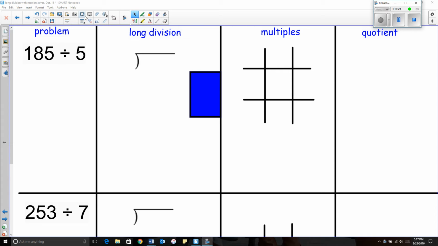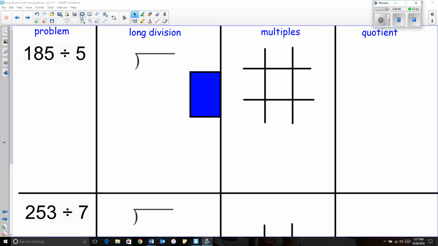You already folded your paper as shown on the page in front of this, and you're going to be labeling the columns, the tippy top of the column, with the following types: problem, long division, multiples, and quotient. Make sure you only label the top. It does not take up an entire box because you're going to be doing work in those boxes.